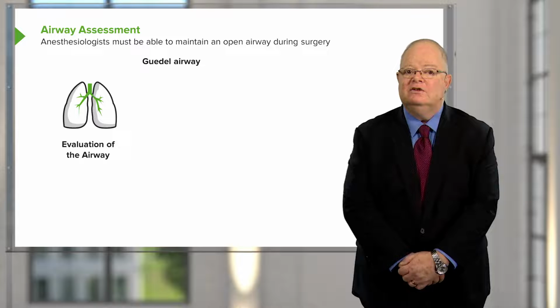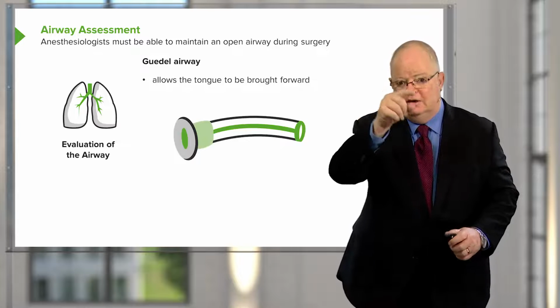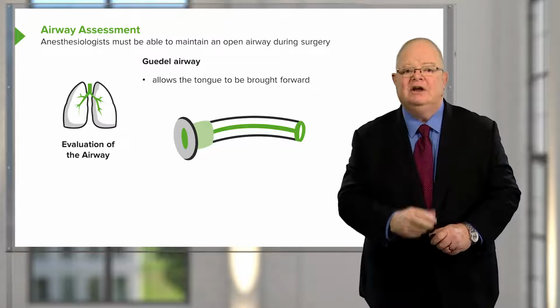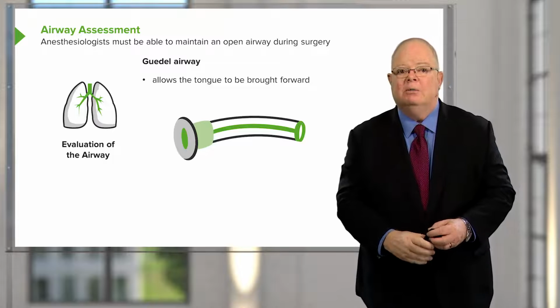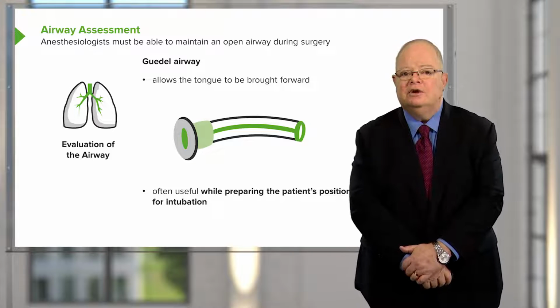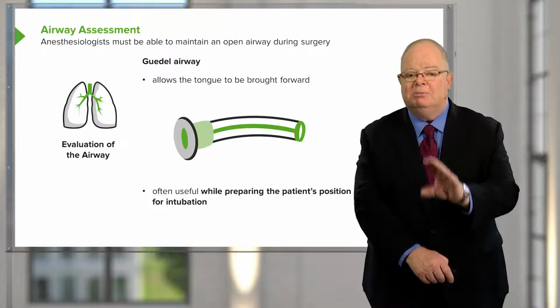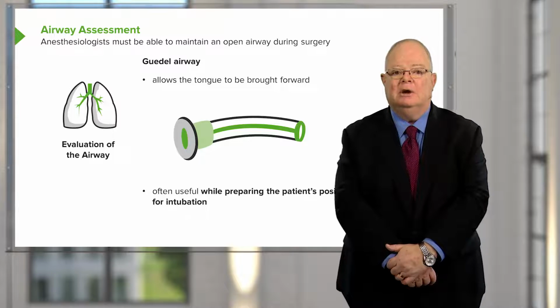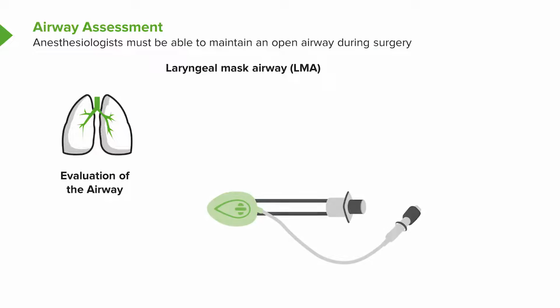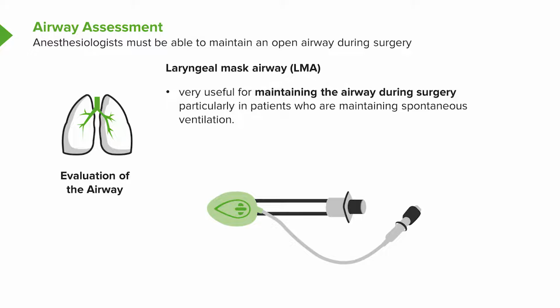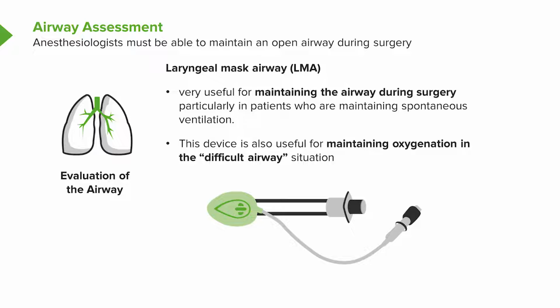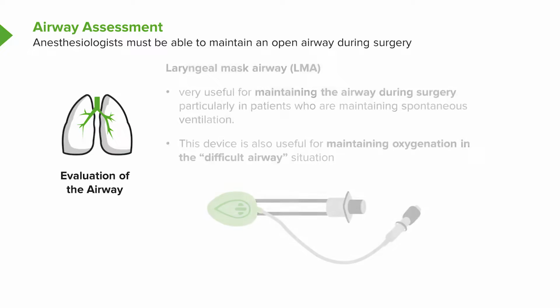One way of doing this is using a Goodell airway, which is the little hooked airway most of you have seen, goes in the mouth and holds the tongue forward. This is often useful in preparing the patient position for intubation. So after they're induced, but before intubation, you can use the Goodell airway. We're going to talk about the laryngeal mask airway, which is very useful for maintaining an airway during surgery, particularly in patients who are maintaining spontaneous ventilation. This device is also useful for maintaining oxygenation in the difficult airway situation.